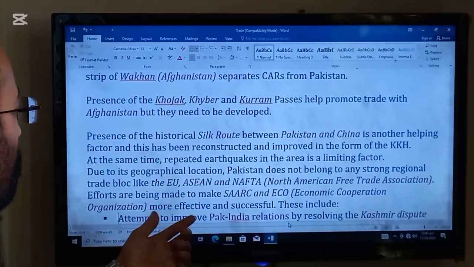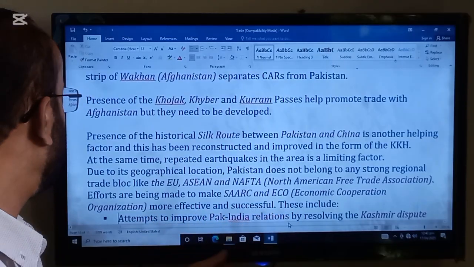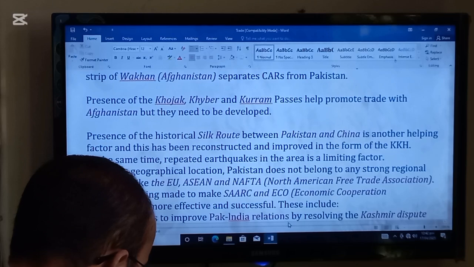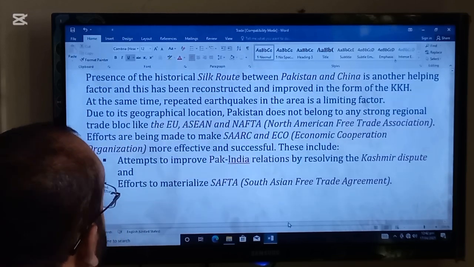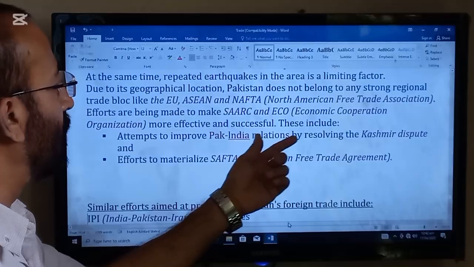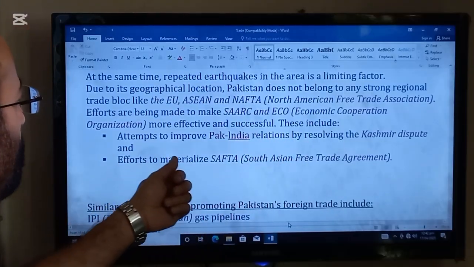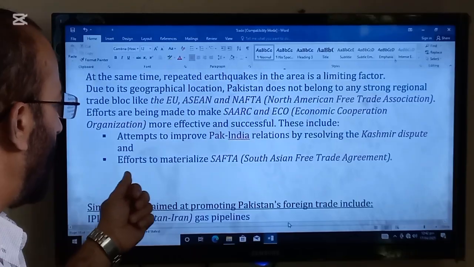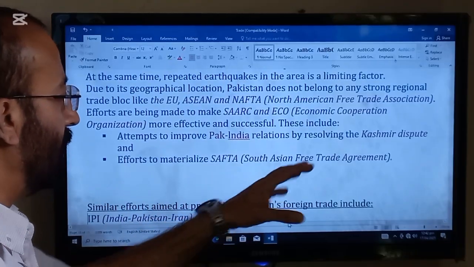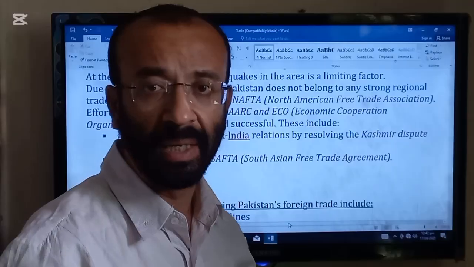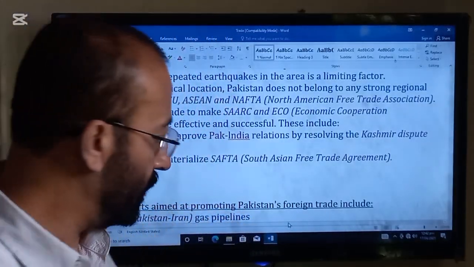Efforts are being made to make SARC and ECO more effective and successful. These include attempts to improve Pak-India relations by resolving the Kashmir dispute and efforts to materialize SAFTA. So these can be helpful points if we promote these points.